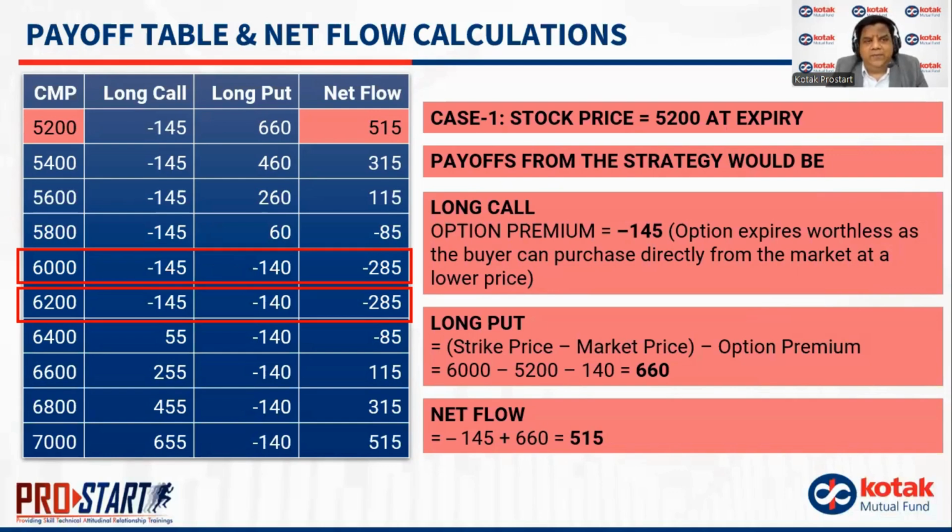On the put side, the profits will be unlimited. The profit would be the difference between the strike price and the market price. In this case, 6,000 minus 5,200 makes it 800 rupees as a profit. Will that be the complete profit? No. Why no? Because the person is also making an option premium payment of 140 rupees. So in this case, the 800 will get reduced by 140 and the value will be 660 rupees.